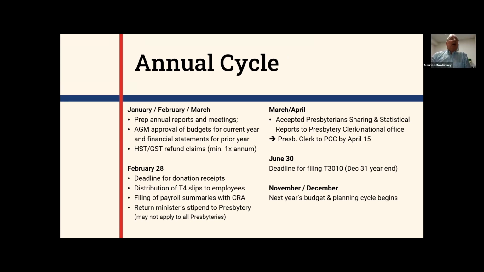Okay, getting into the annual cycle. I think some of this I have already spoken to. You've got to prepare your annual reports and prepare for the meetings. Approve the budgets for the congregational meeting that will then approve the financial statements of the prior year and the budget for the current year. At least once a year you prepare a claim to get your HST and your GST back. February 28th is a certain deadline.